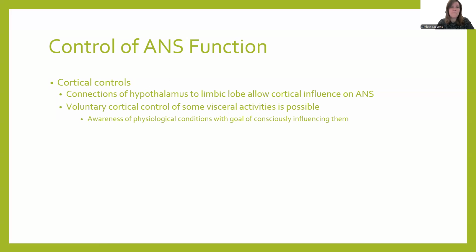Controls of the autonomic function, so cortical controls are connections of the hypothalamus to the limbic lobe, which allows that cortical influence on the ANS. Voluntary cortical control of some visceral activities is possible, like we talked about with the lung. So you just have to be aware of those physiological conditions and the goal of continuously influencing them.